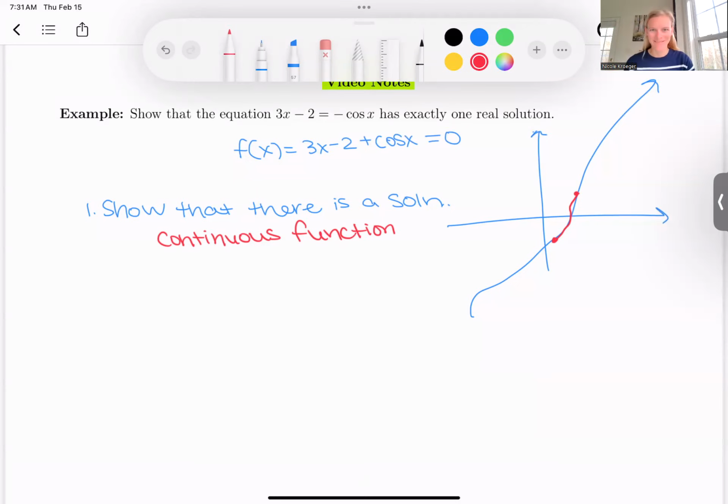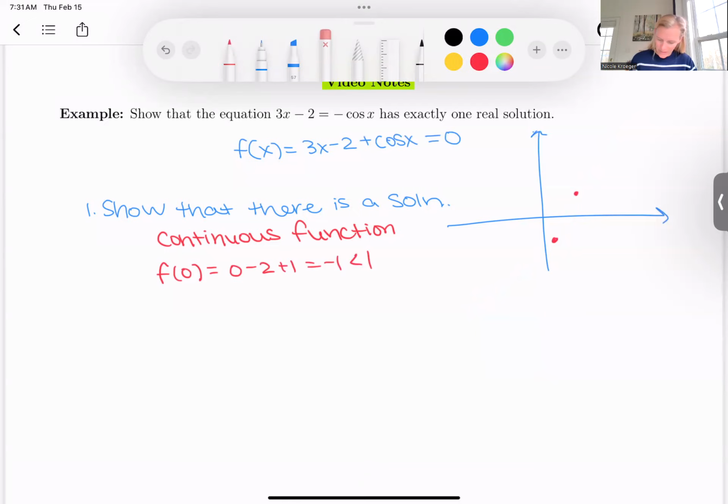And this might seem really hard to do, but it's really not. So let's plug our favorite x value in. My favorite x value to plug in is always 0. So let's look at f of 0. That's going to give us a starting point. So if I plug 0 in, I'm going to get 0 minus 2. Cosine of 0 is 1, so I'm going to get negative 1 out. So I got a negative value when I plugged 0 in, and so what that's going to look like on my graph is that I get something like this at 0.